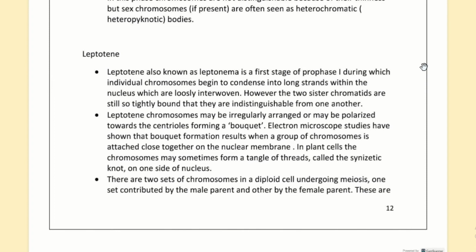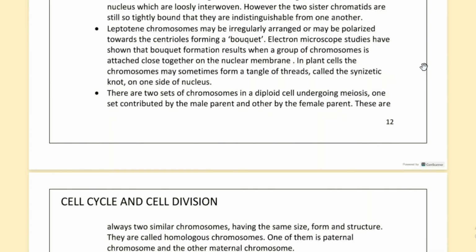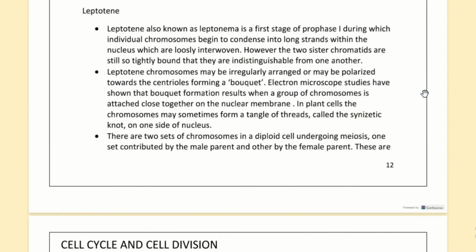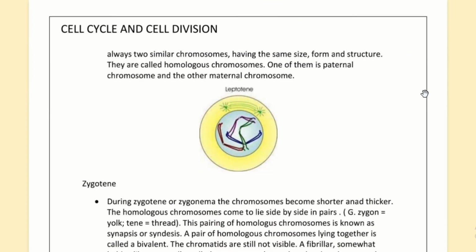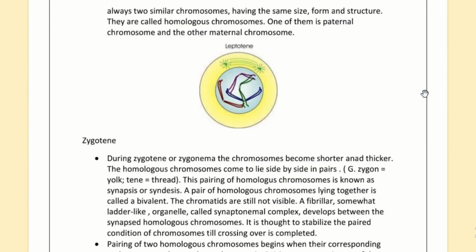There are two sets of chromosomes in diploid cells undergoing meiosis. One set is contributed by the male parent and the other by the female parent. These are always two similar chromosomes having the same size, form, and structure. They are called homologous chromosomes. One of them is the paternal chromosome and the other one is the maternal chromosome.